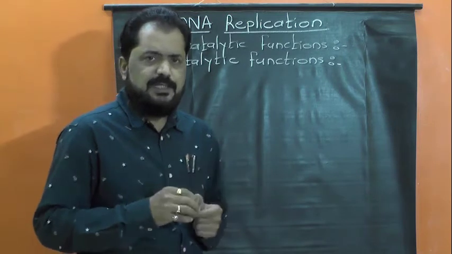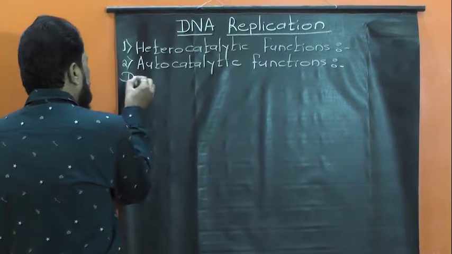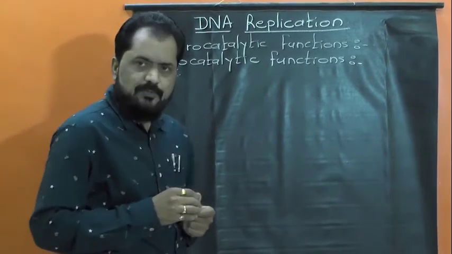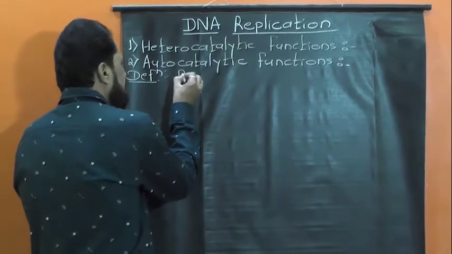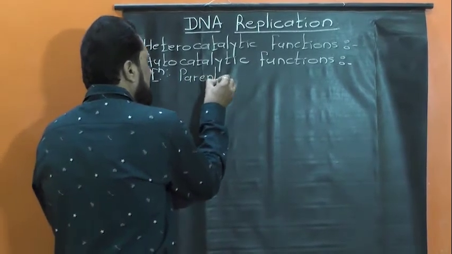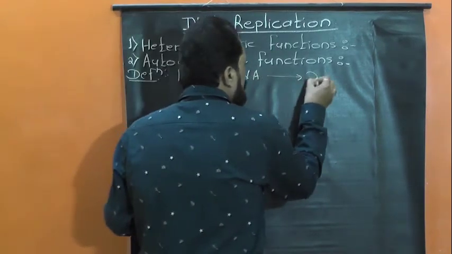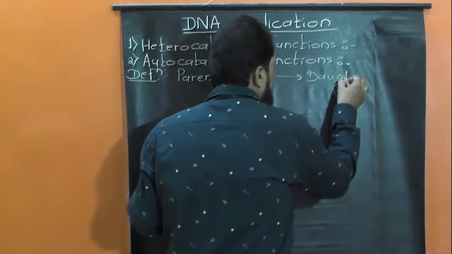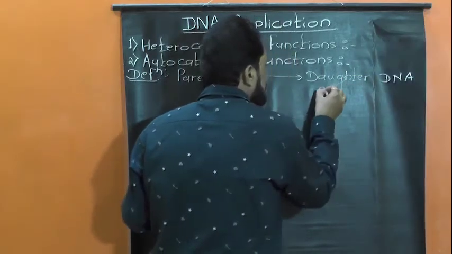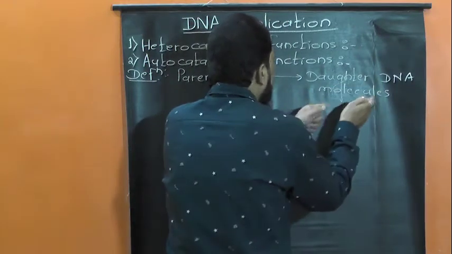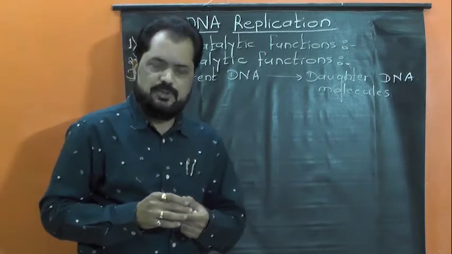So once again, let us talk about the definition of replication. I said just now that replication is a process in which parent DNA produces daughter DNA molecules which are exact copies of the parent DNA, and it is known as DNA replication.